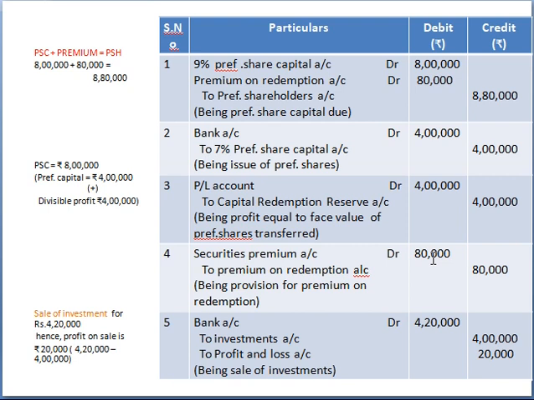See here, securities premium 1,20,000 is there, but how much the company needs for redemption is just 80,000. That's why I entered the amount as 80,000 rupees.